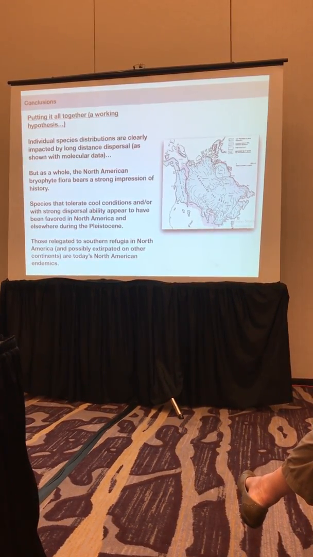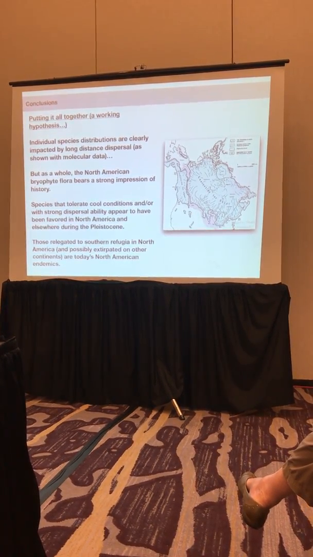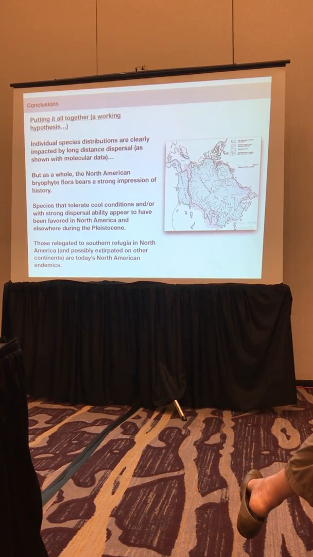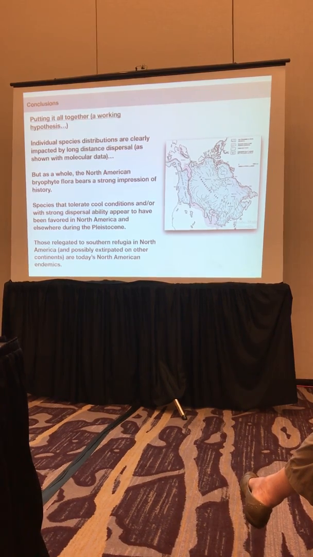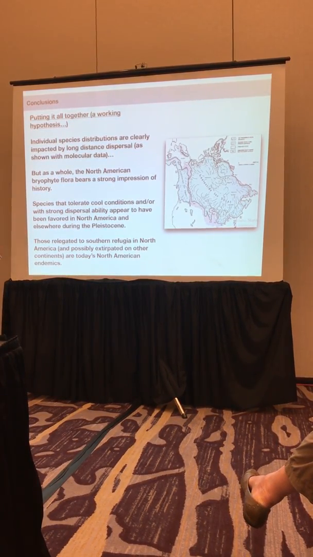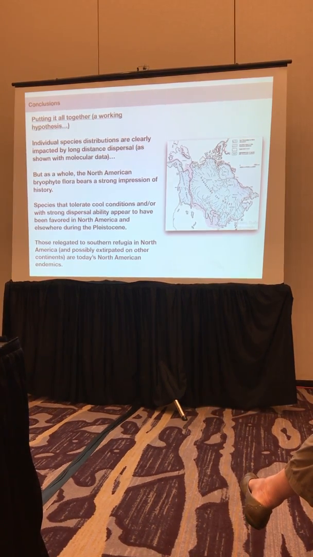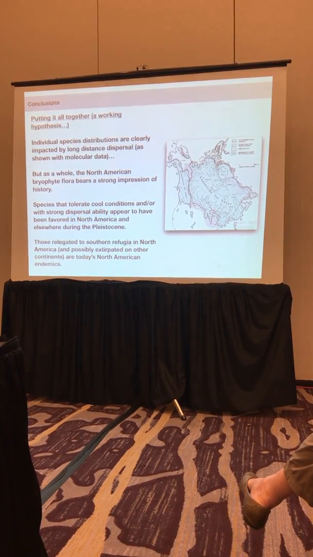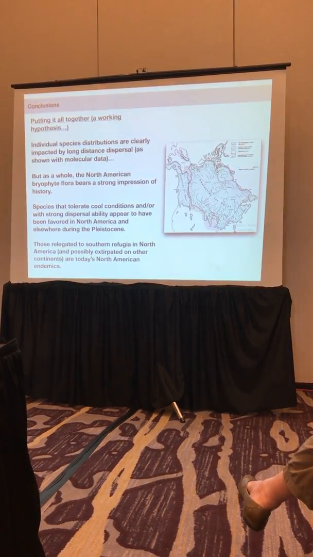And my interpretation is that species that were pre-adapted to these cooler conditions were the winners during the Pleistocene. They were the winners here, and they were also the winners in Europe and Asia. And so that's what today we call non-endemics. And then our endemics were the losers during the Pleistocene, and very likely underwent extinction on other continents. We have no evidence for that, but it makes sense.